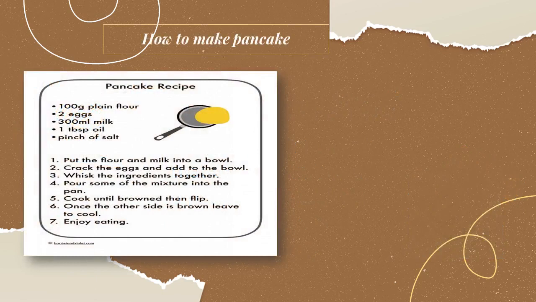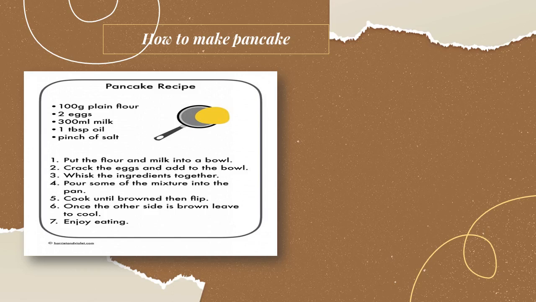Now we can look at an example of procedure text. This is about how to make a pancake. As you can see, the text talks about how to make a pancake. Pancake recipe. Yes, there are the ingredients and steps to make a pancake. The ingredients of the pancake recipe are plain flour, eggs, milk, oil, and a pinch of salt. And there are the steps or methods to make a pancake.